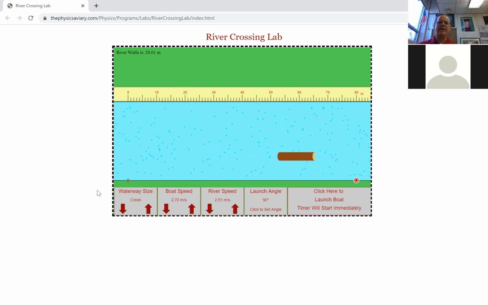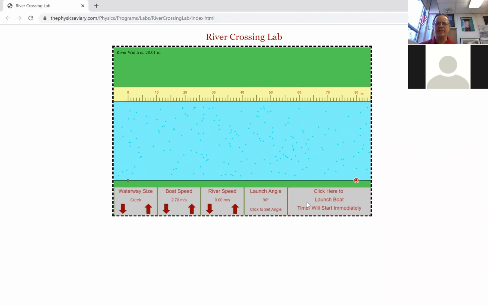First thing you got to do is find out how far that thing is across there. Okay? So one way to find out, that's what number one is all about on your sheet, is to find out how far it is across. Time it. So it tells me my boat speed is 2.70, but I don't want the river messing anything up, so I'm going to turn my river down to 0. And I'm just going to time how long it takes to get across and calculate what my width is there.